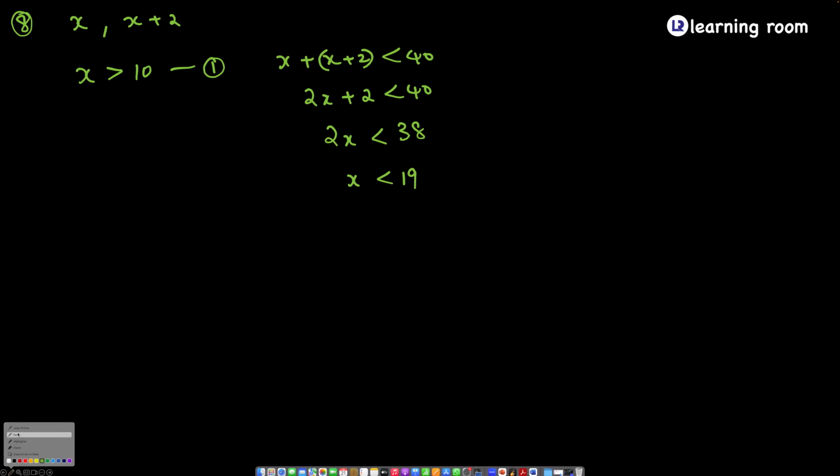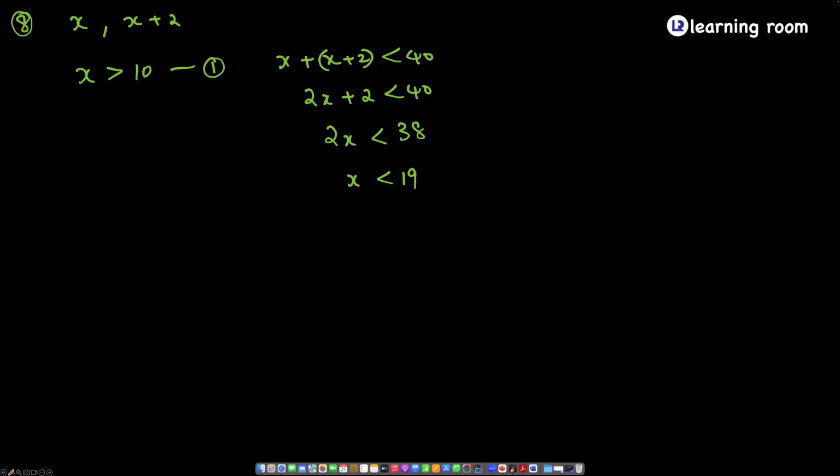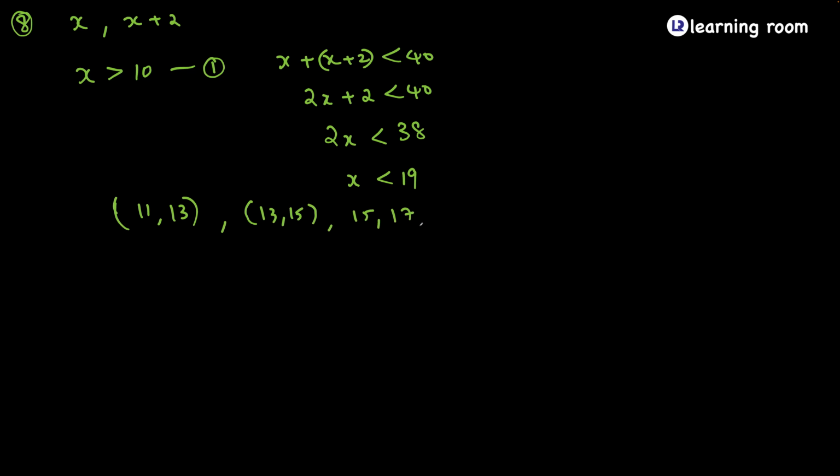So what will be the numbers? Can you tell me the set of numbers? 11, 13, 13, 15, 15, 17. 17, 19 is not possible because it is not equal. They told less than, no? Yeah, less than. Yeah, 17, 19 is possible. But here they mentioned it as less than 40, no? So 17 and 19 are also possible.